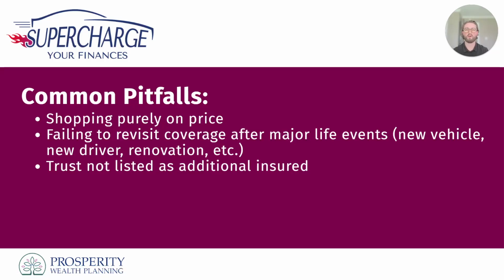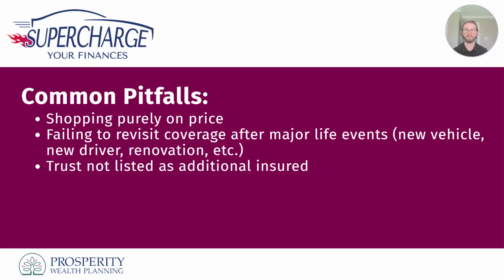And finally, we'll close with some common pitfalls here. The number one thing that we see is people are shopping purely on price. They're not really diving into the details of what the underlying limits look like or the underlying endorsements or riders. They're shopping purely on price, and they're shopping for the lowest price. And while we're all trying to save a buck, we want to ensure that our property and casualty insurance provides true asset protection.